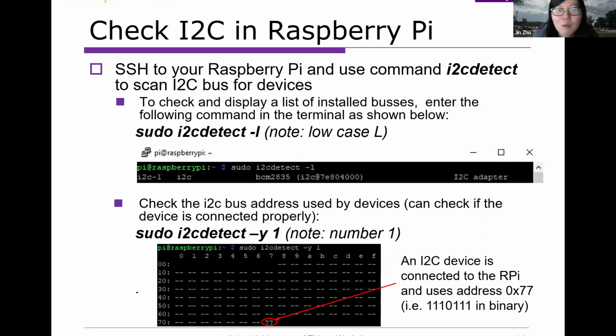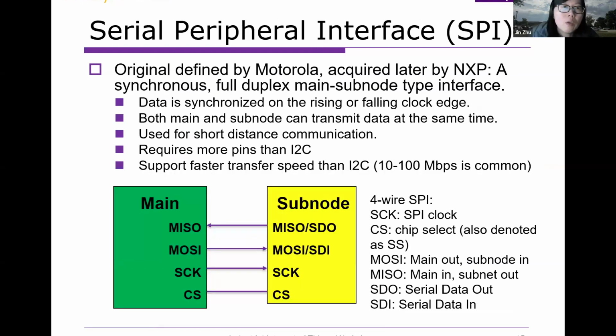So it should be 1110111. Okay, so totally 7-bit. So that's the address you're going to use, and then we will also show examples later. So this is for the I2C protocol. Now let's look at how the SPI works.